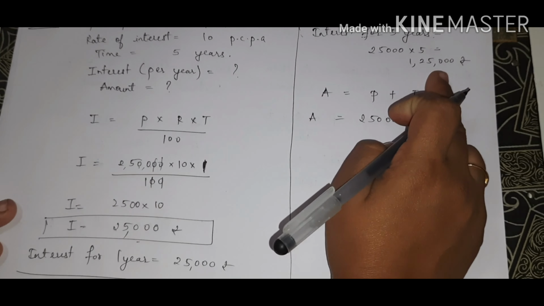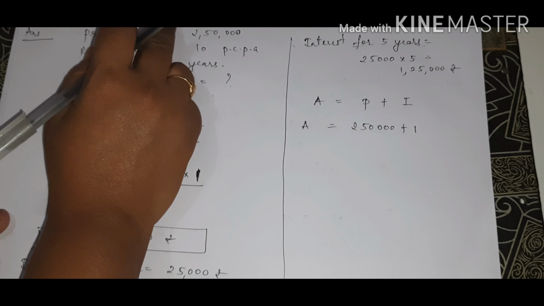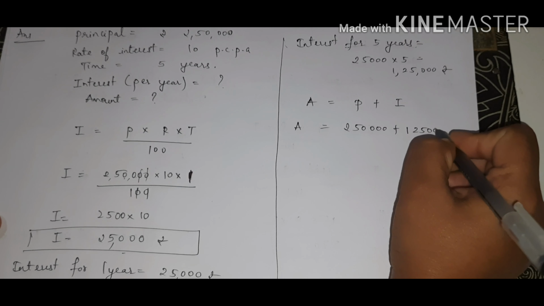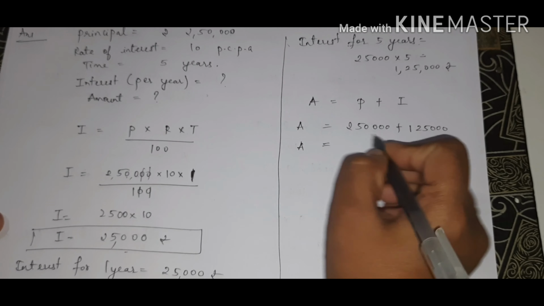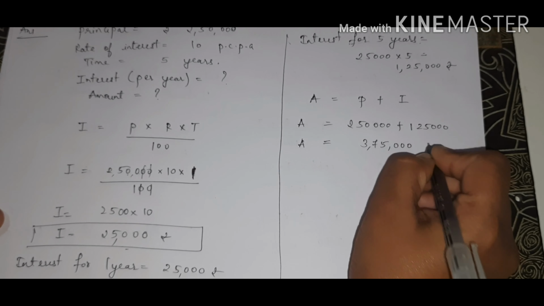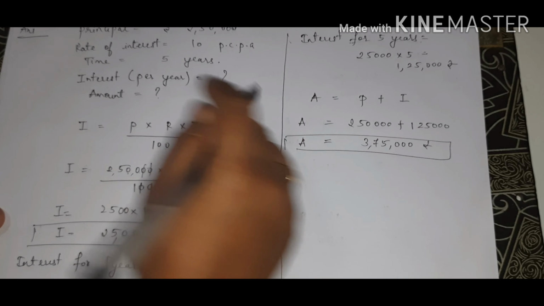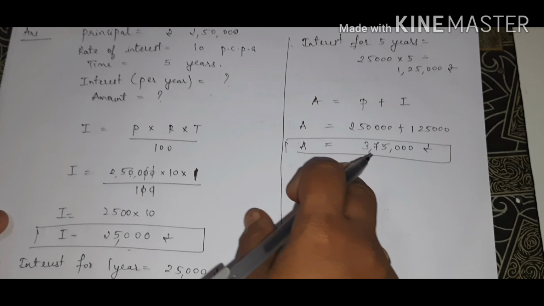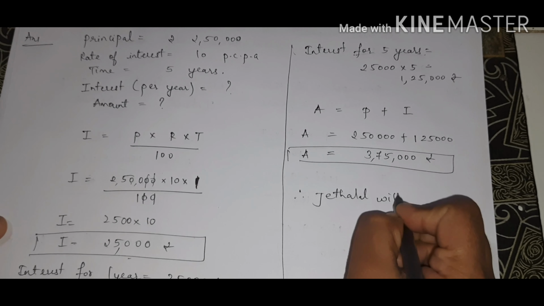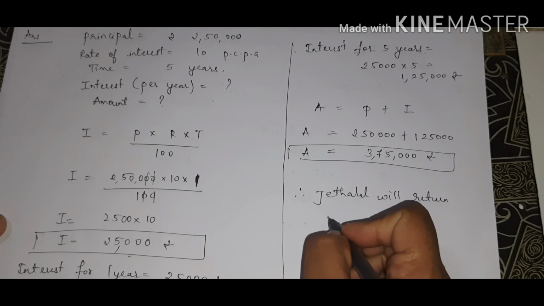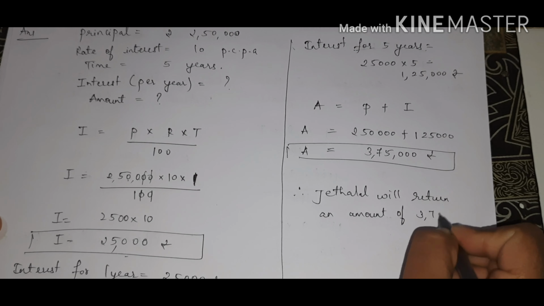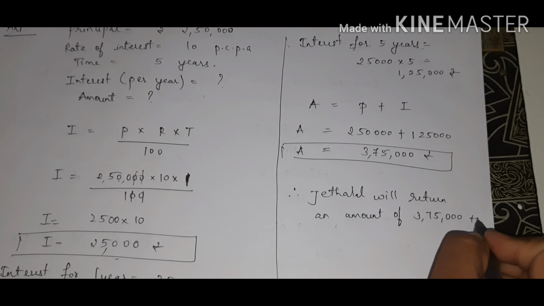Now we will take this 1,25,000, because the person took a housing loan for 5 years. After adding this you will get 3,75,000. So this is the amount Jethalal will return to the bank after 5 years. Therefore Jethalal will return an amount of 3,75,000 to the bank.